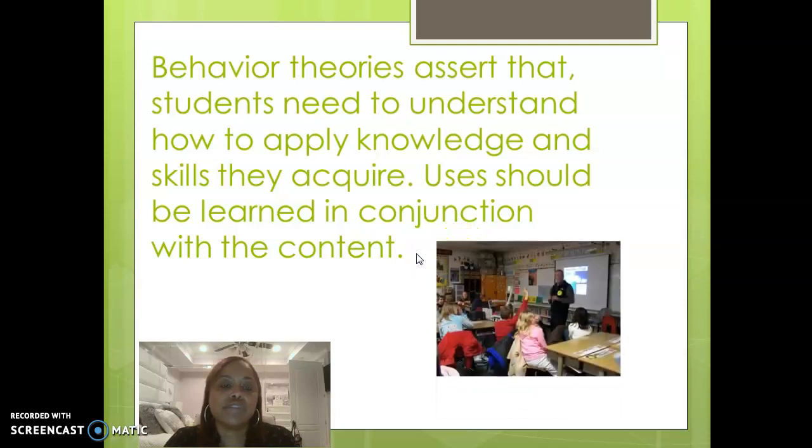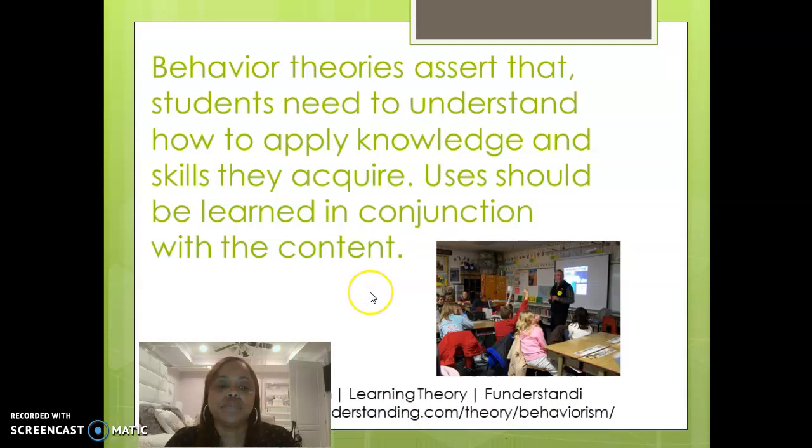Behavior theories assert that students need to understand how to apply knowledge and skills they acquire. Uses should be learned in conjunction with the content. And that's taken from Funderstanding.com, Theory and Behaviorism.